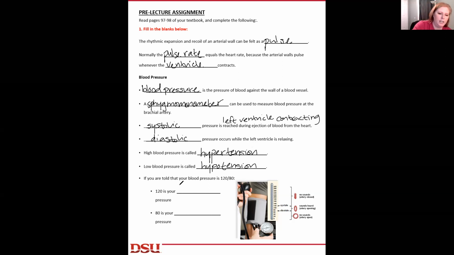Okay, so if you're told that your blood pressure is 120 over 80, then the 120 is your systolic blood pressure when the ventricle is contracting to expel the blood. And the 80 is your diastolic when that ventricle has relaxed.